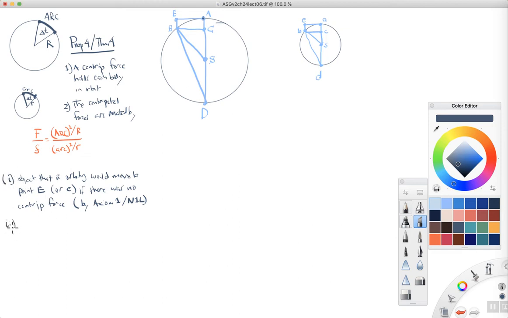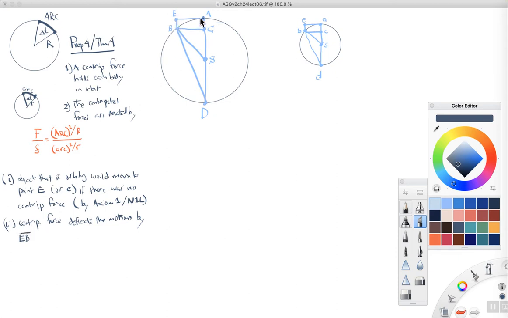The second point that I'd like to mention is that when there is a centripetal force, it is going to deflect the object. So if there's a centripetal force acting inward, the centripetal force is going to deflect it inward, and it's going to cause it to move along the arc instead. So the centripetal force deflects the motion by the length of the line segment EB.